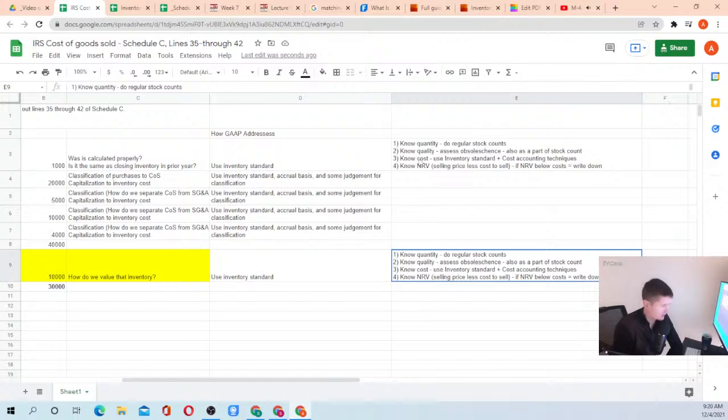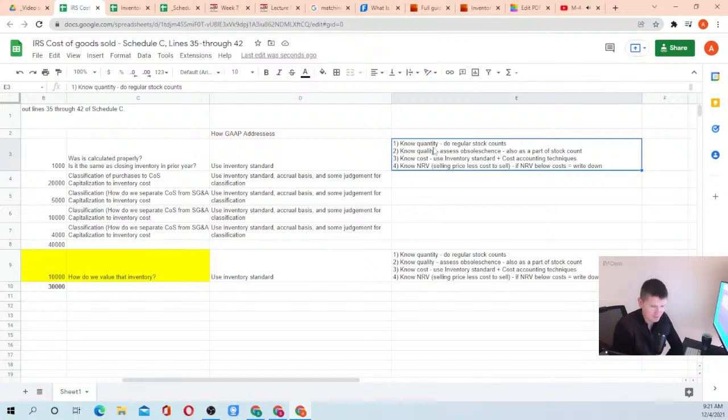And when you calculate the cost, you need to make sure that your cost is not higher than your net realizable value. So if you think that with the costs you calculated you're going to sell your inventories at some loss, in that case, you need to write down your inventory.